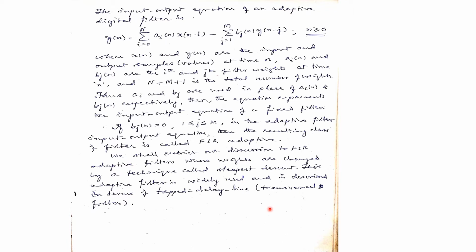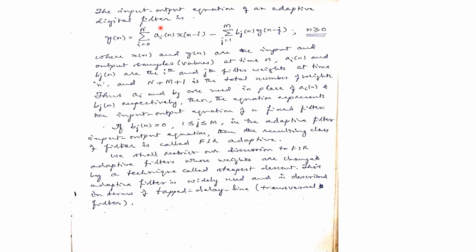The fixed filters and adaptive filters will have a similar kind of difference equation. The difference equation that we have represented here: y of n is equal to sigma i ranging from 0 to n, a i of n, x of n minus i, plus sigma j ranging from 1 to m, b j of n, y of n minus j. If you look at this, a i and b j are the filter coefficients. x is basically the input and y happens to be the output.